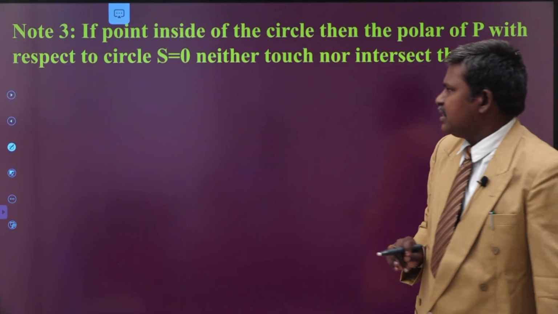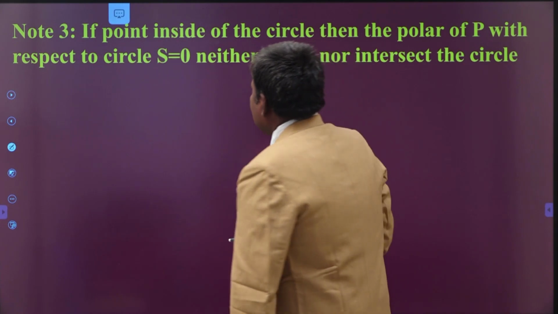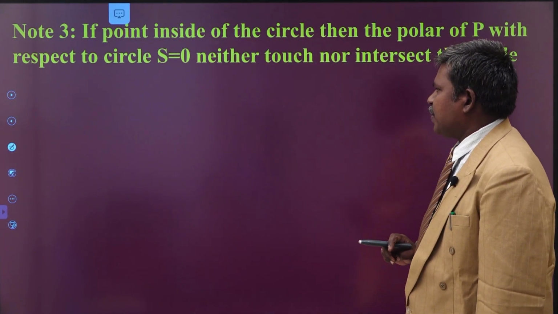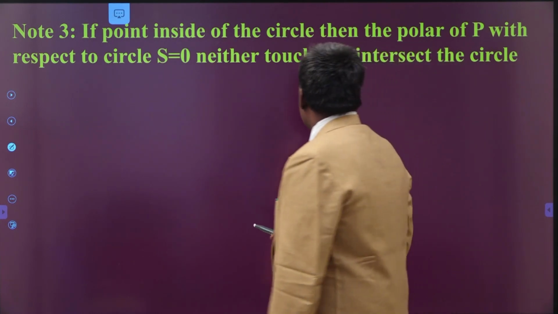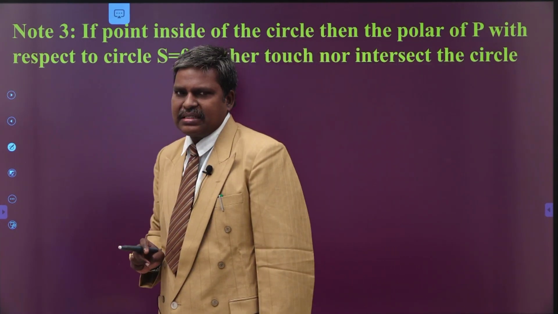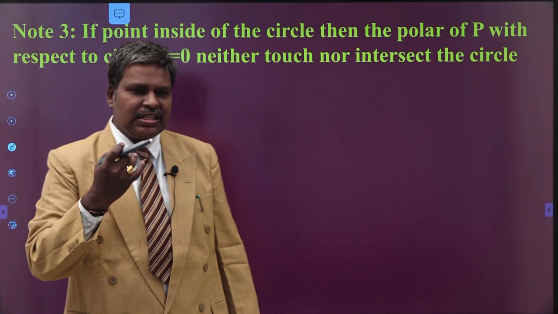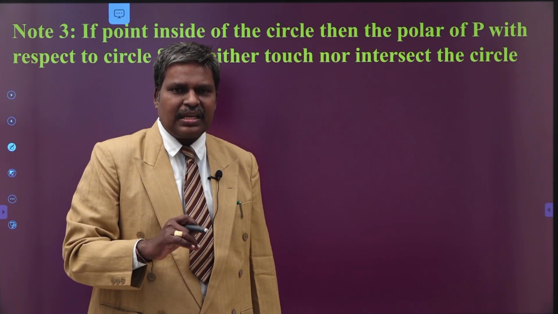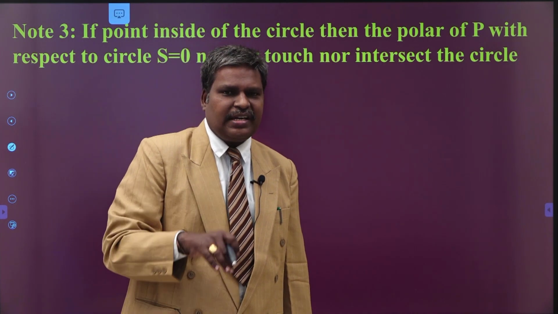See the next case. This is note number 3. If the point is inside of the circle, then the polar of P with respect to the circle S = 0 neither touches nor intersects the circle. If the point is outside, the polar coincides with what? The chord of contact. If the point is on the circle, the polar coincides with the tangent at P.